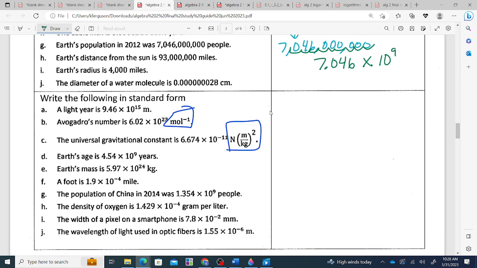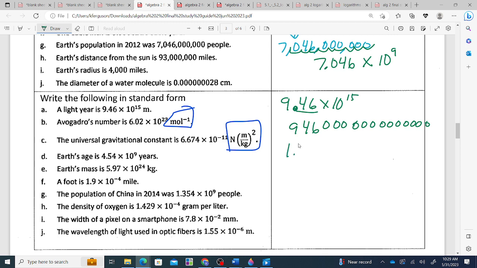And then the same thing going the other way. 9.46 times 10 to the 15th. That's a positive number, so my number should end up bigger than 1. So I got 9, 4, 6, and then I just start counting my moves. I've got two numbers from here. And so how many more moves do I got to make with zeros? If I move this decimal, I got 13 more zeros to add. There you go.